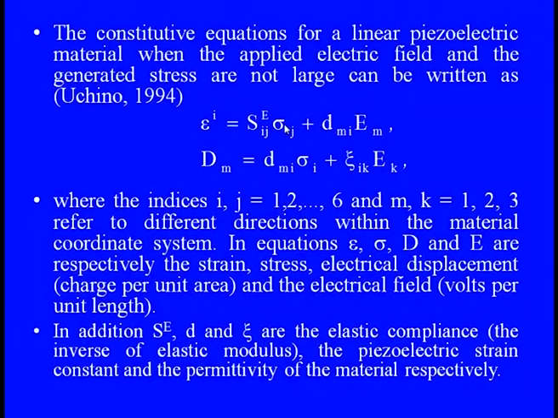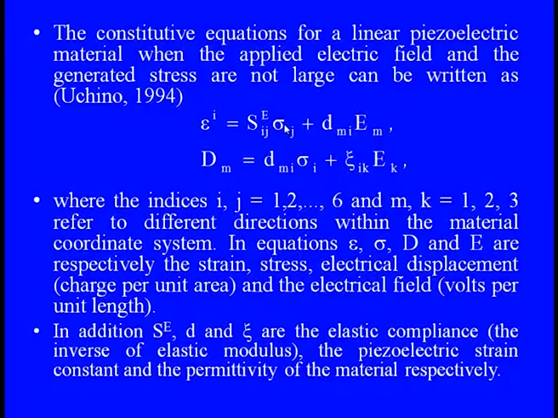Now, we have the electrical displacement, which is equal to d_m into sigma_i, and we know that d is the piezoelectric strain constant, and sigma_i is the stress in the ith direction, plus epsilon_ik, where epsilon_ik is the permittivity of the material. The permittivity is the material property which shows how the material is going to react against the forces, into E_k, and E_k, as we discussed, is the electric field which is being applied to the system.